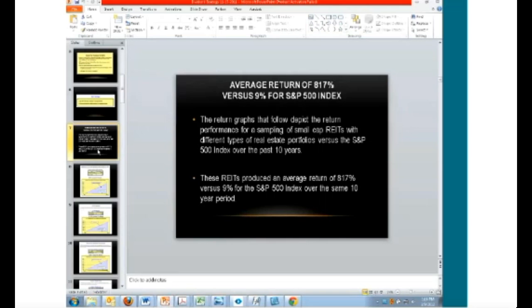And so this sampling of REITs in different categories produced an average return of 817% versus 9% for the S&P over the same 10-year period. So you can see that's a pretty big outperformance by these REITs compared to the S&P.